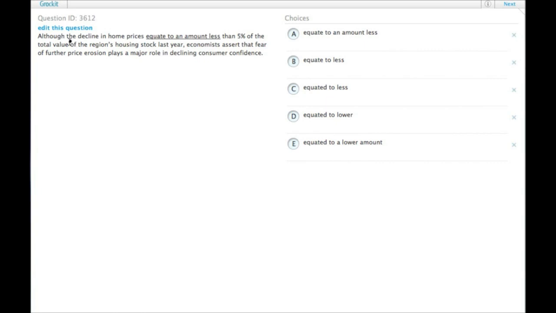first, the decline is the subject of the sentence. So the decline cannot equate. That's the plural form of the verb. We need the singular form that either needs to be equates or equated. So we can get rid of A and B because those both have equate.